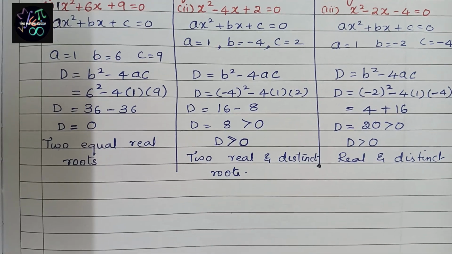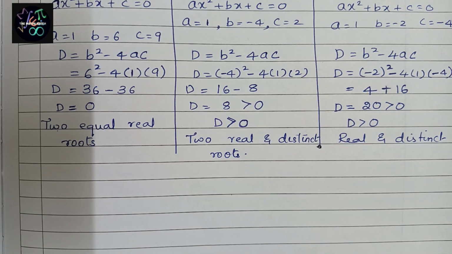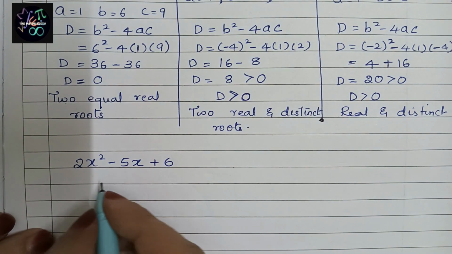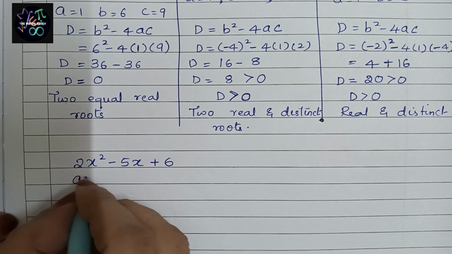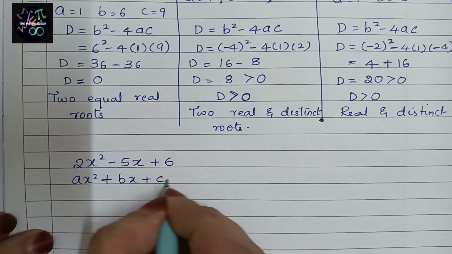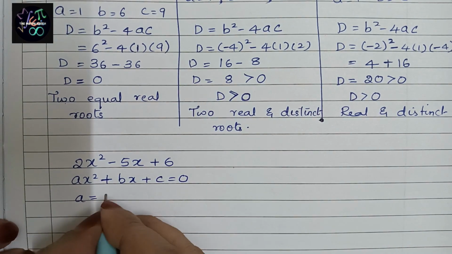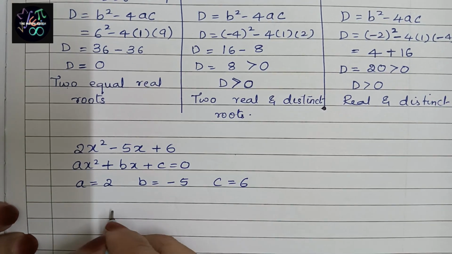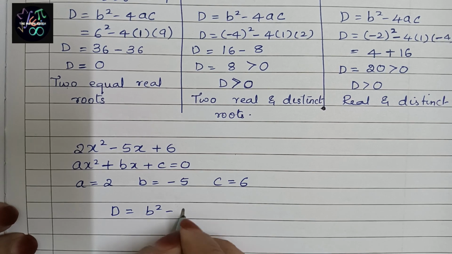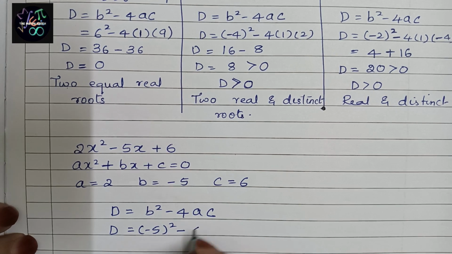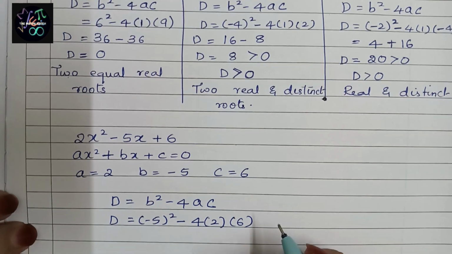Now we will take one more question so that we can find out the value. Here, in the same way, we should solve. Our standard form is ax square plus bx plus c equal to 0. Let us compare. a is equal to 2, b is equal to minus 5, c is equal to 6. Now we know the discriminant formula, D is equal to b square minus 4ac. So D is equal to minus 5 whole square minus 4 into 2 into 6. Let us solve now.